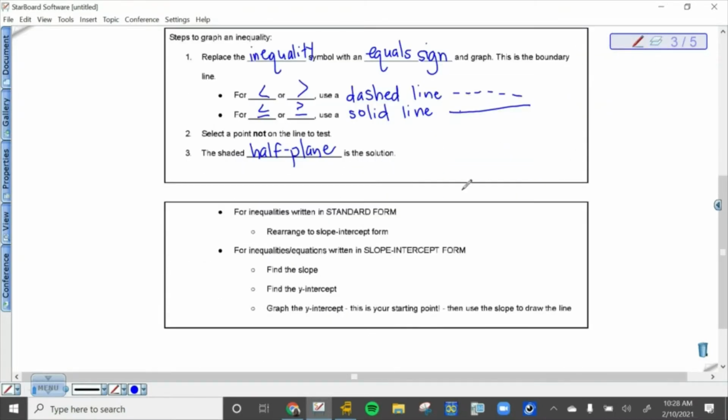Okay. Down here are some notes. For inequalities written in standard form, I want you to change it so that it's in slope-intercept form. And then once we have an inequality in slope-intercept form, we have to find two things. What two things can we grab from the slope-intercept form? Slope and the y-intercept. We graph the y-intercept and then use the slope to draw the line. That's where we'll pick up tomorrow.